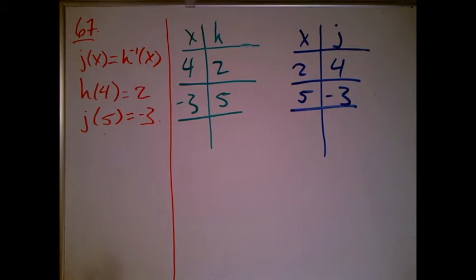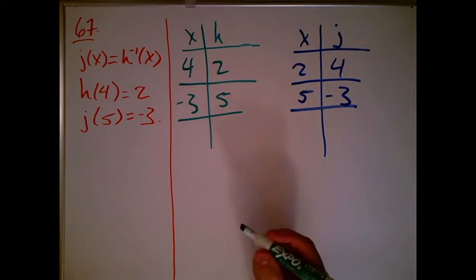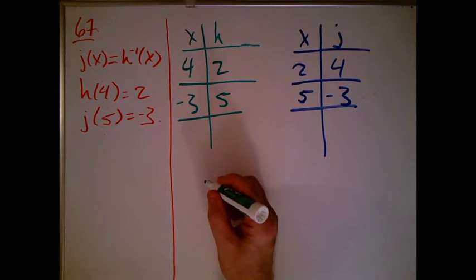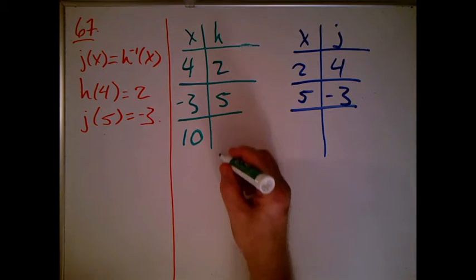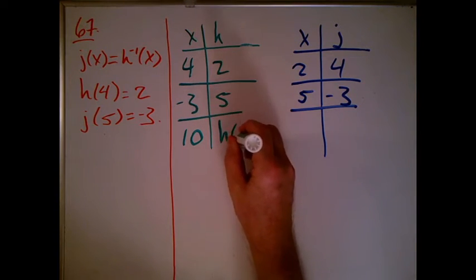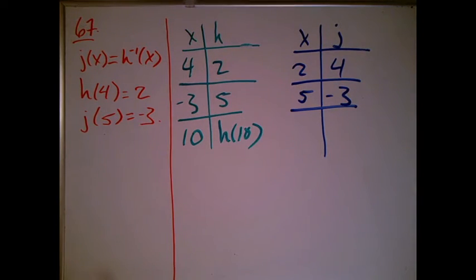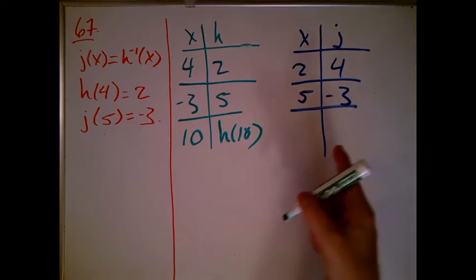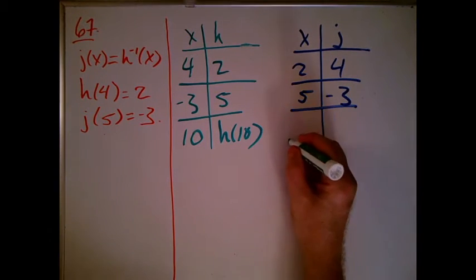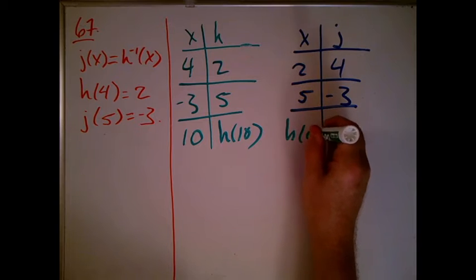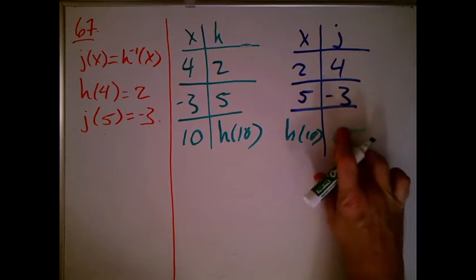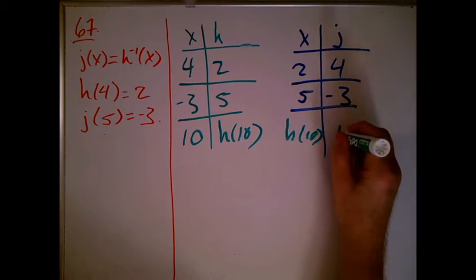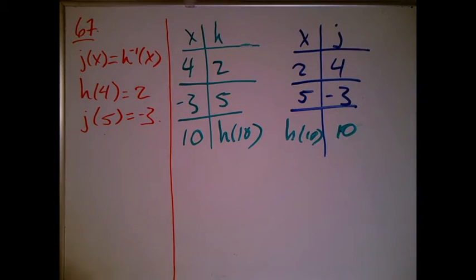Let's do one little creepy thing before we move on. They didn't actually ask this, but I think it's a good idea to do this. I'm going to put a little 10 right here. They didn't tell me what that was, right? I do know, however, that I should get h of 10 here. Now, once I have something in this table, I automatically get something in this table. So I know that j of h of 10 here is automatically 10. Let's put a 10, like that.